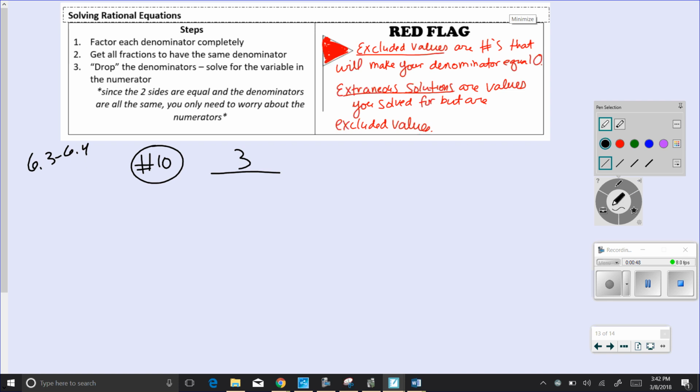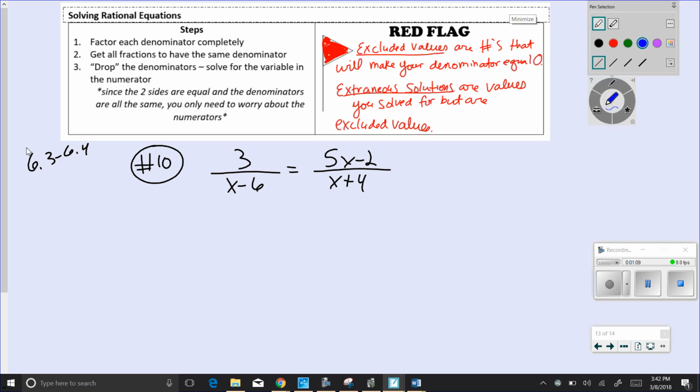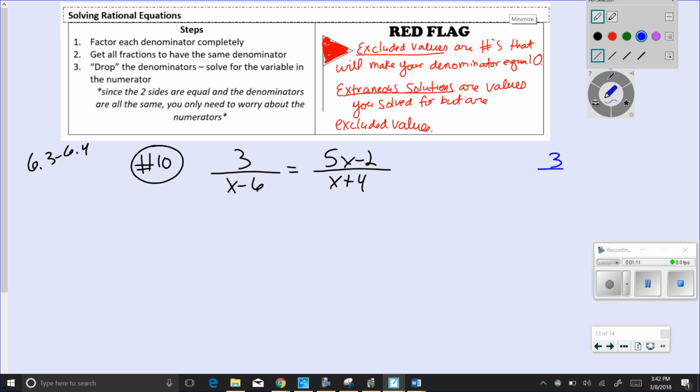In number 10, our equation is 3 over x minus 6, and that's equal to 5x minus 2 over x plus 4. In order to solve rational equations, it's fairly similar to adding and subtracting rational expressions, and that is the fact that we have to have common denominators. Let's take a look at something very simple, like 3 over 4 is equal to x over 4. In this very simple equation, I have two fractions that are equal. I have fraction equals fraction.